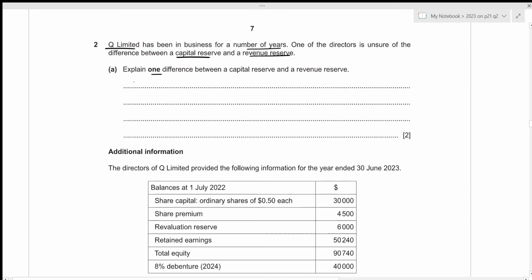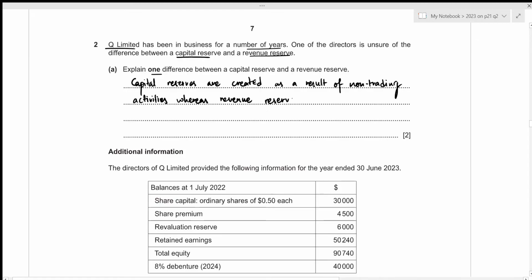Let's write it down. Capital reserves are created as a result of non-trading activities, whereas revenue reserves are created by transfer from profits.